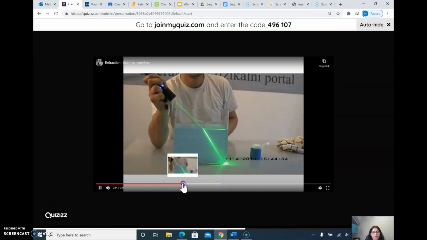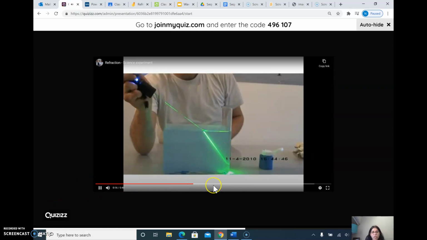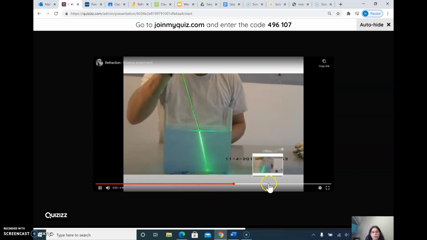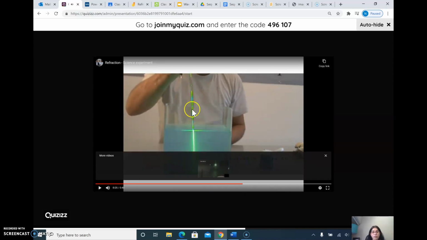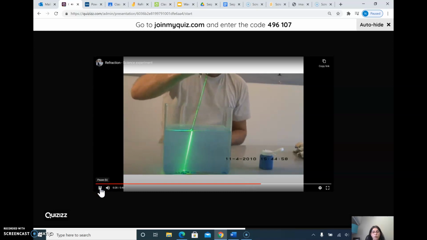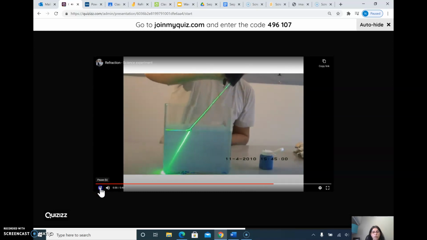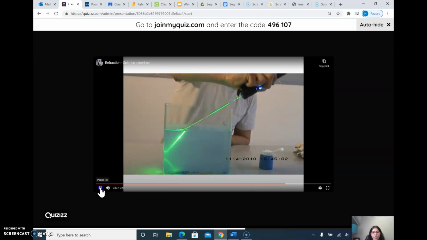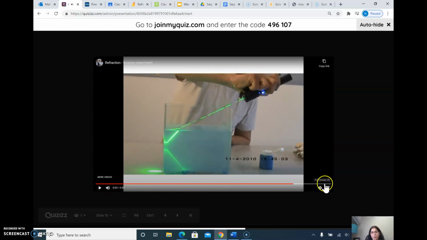I'm going faster. See, it's changing the direction. Now it is straight. Now he's putting it straight. So it will go straight, it's not bending when he was keeping it straight. That's what I wanted to tell you.